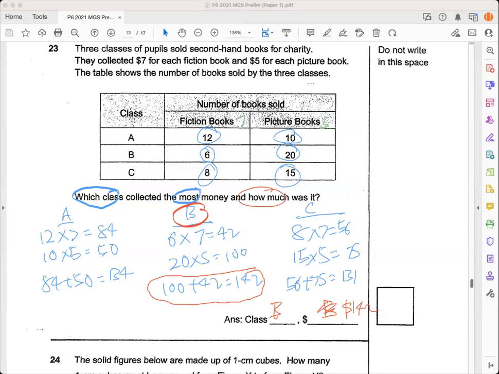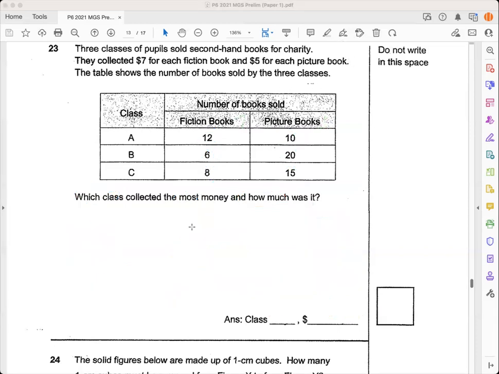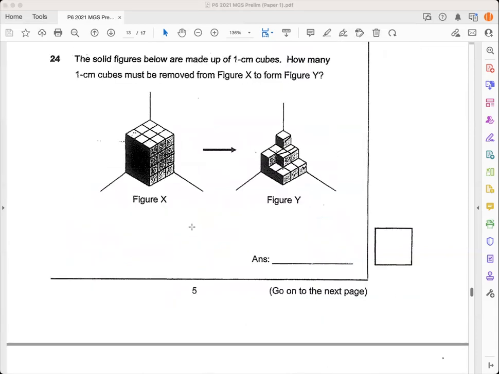Let's continue with question 24. The question asks how many 1 centimeter cubes must be removed from figure X to figure Y. Very simple, you just count the difference in the number of cubes in figure X to figure Y, and that will be the answer. So figure X, to find the number of cubes, very easy. Length times breadth times height. So this is 3, this is 3, and this is 4. So it's 3 times 3 times 4, gives you 36.